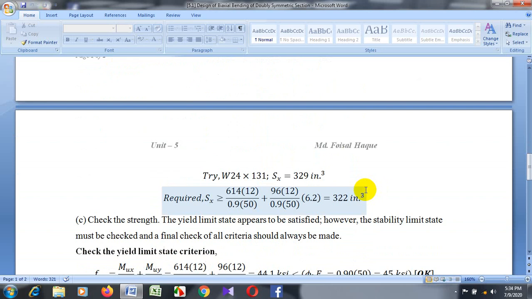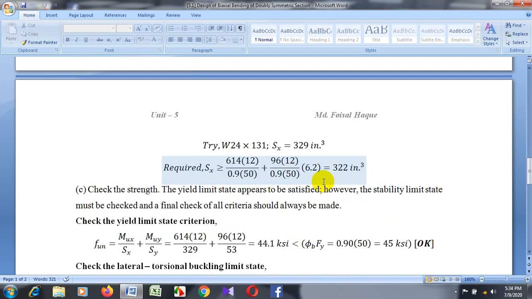And select a section, try W24 by 131. This section should be tried for design, and as per the AISC LRFD manual, SX equals 329 inches cubed. So again, calculate: SX must be greater than this value. So SX is 614 by 12, and in a similar way, just put this value, SX divided by SY equals 6.2 and 322 inches cubed.